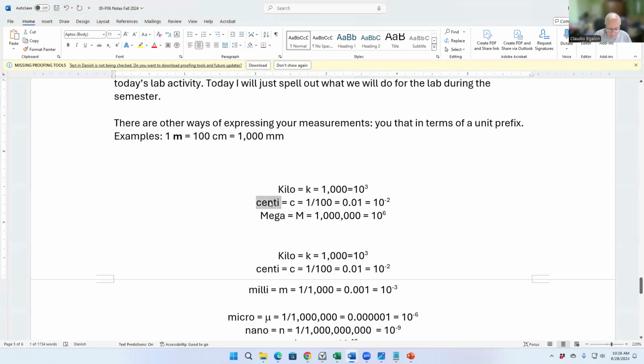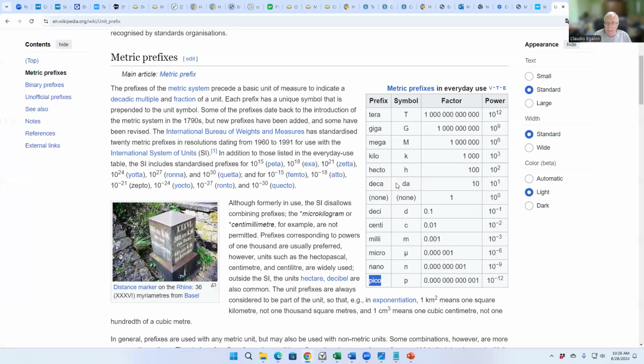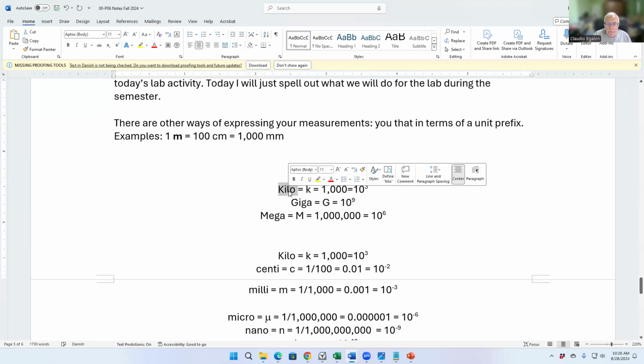Then next, after mega, we have giga, abbreviated by the big G, right? And that ends up being 10 to the 9. And then we also have tera. But again, sometimes it can be very daunting to memorize all of that, right? But start with the ones that we use the most.